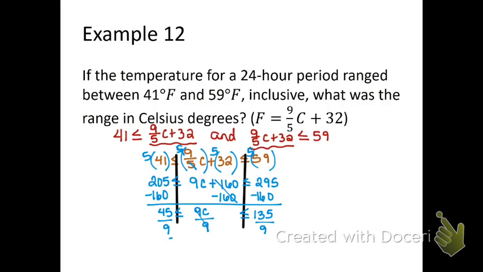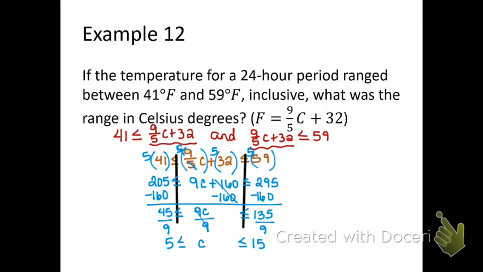So when I do this, I get 5 is less than or equal to C, which is less than or equal to 15. And so to answer this, remember, I've got to put in a word problem. C is for the Celsius, so we're talking about a range here. That's why we were able to put it in these inequality symbols. And so we know that the range is going to be between the 5 and the 15.